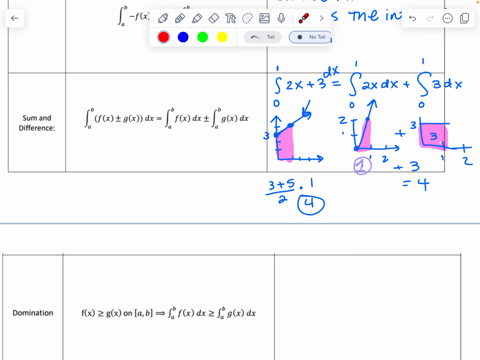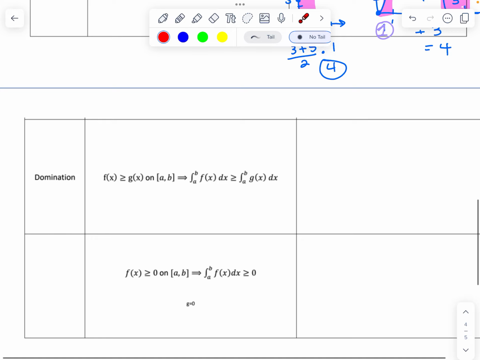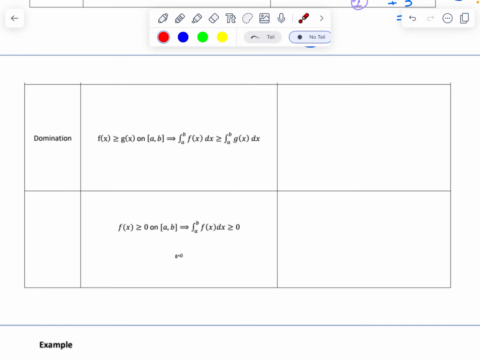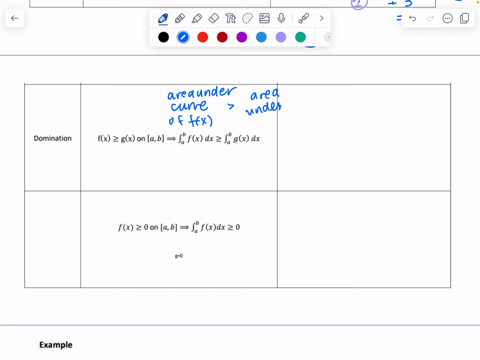So that's why. Okay. Next one. These ones aren't as popular as some of the other ones, but it's just some logic that you could use here. This basically says if f of x is greater than g of x on a to b, then the area under the curve of f of x is going to be greater than the area under the curve of g of x, as long as the bounds are the same.